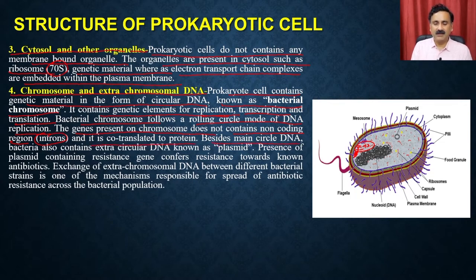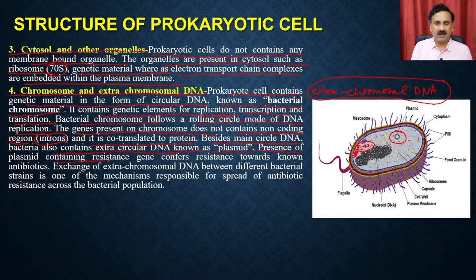Besides the main circular DNA, bacteria also contain extrachromosomal or extra-circular DNA known as plasmids. So what you see here is a plasmid. These plasmids are called extrachromosomal DNA, which means they are important for the bacteria, but they are present as extrachromosomal DNA.